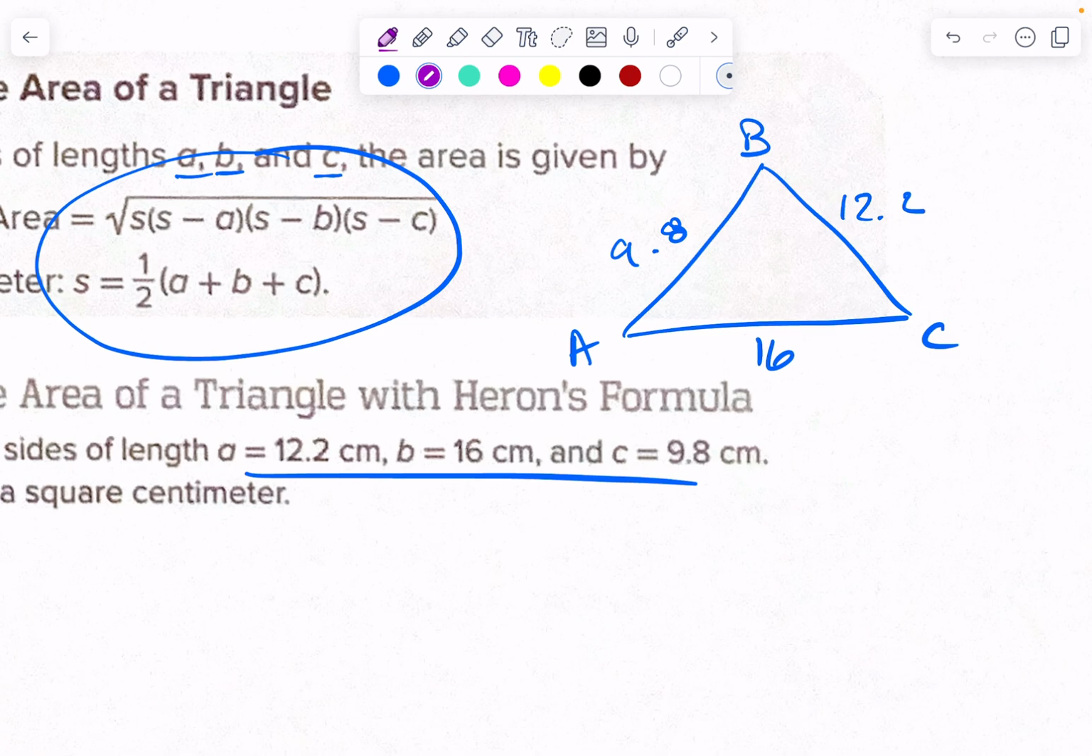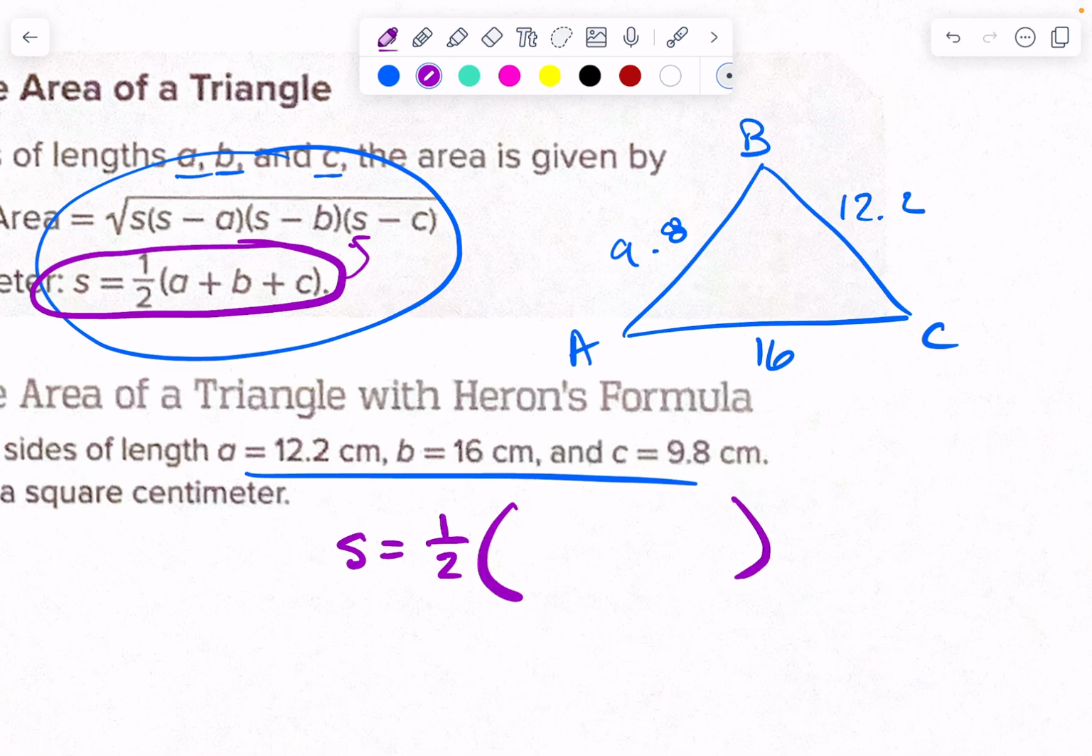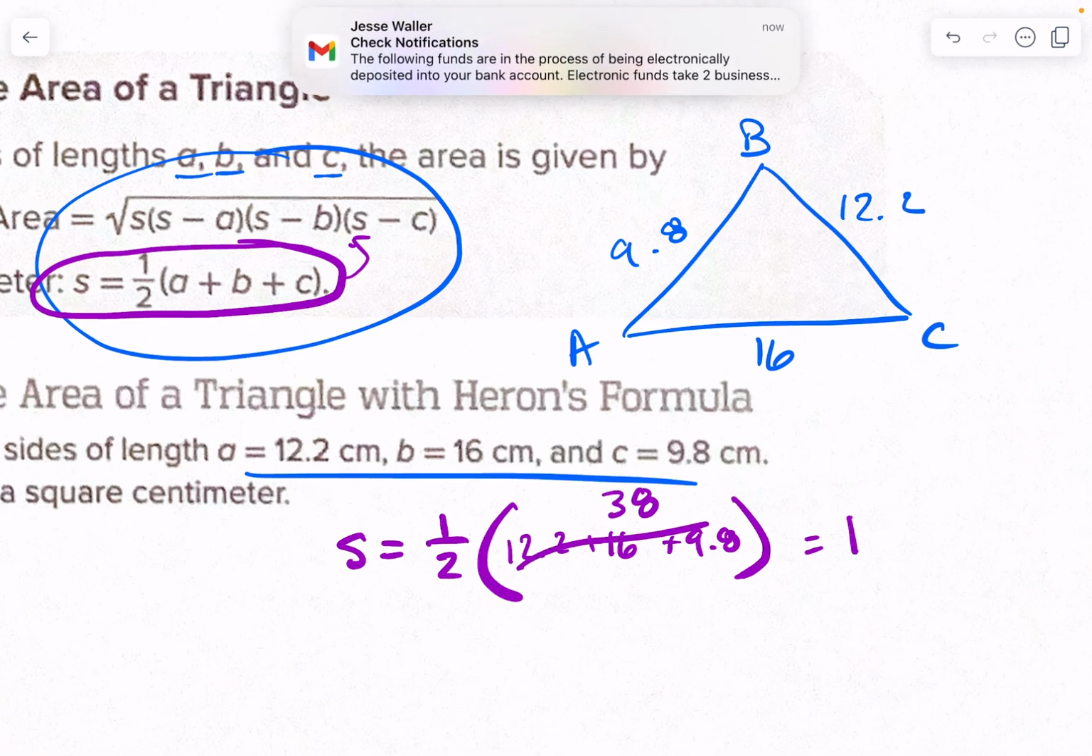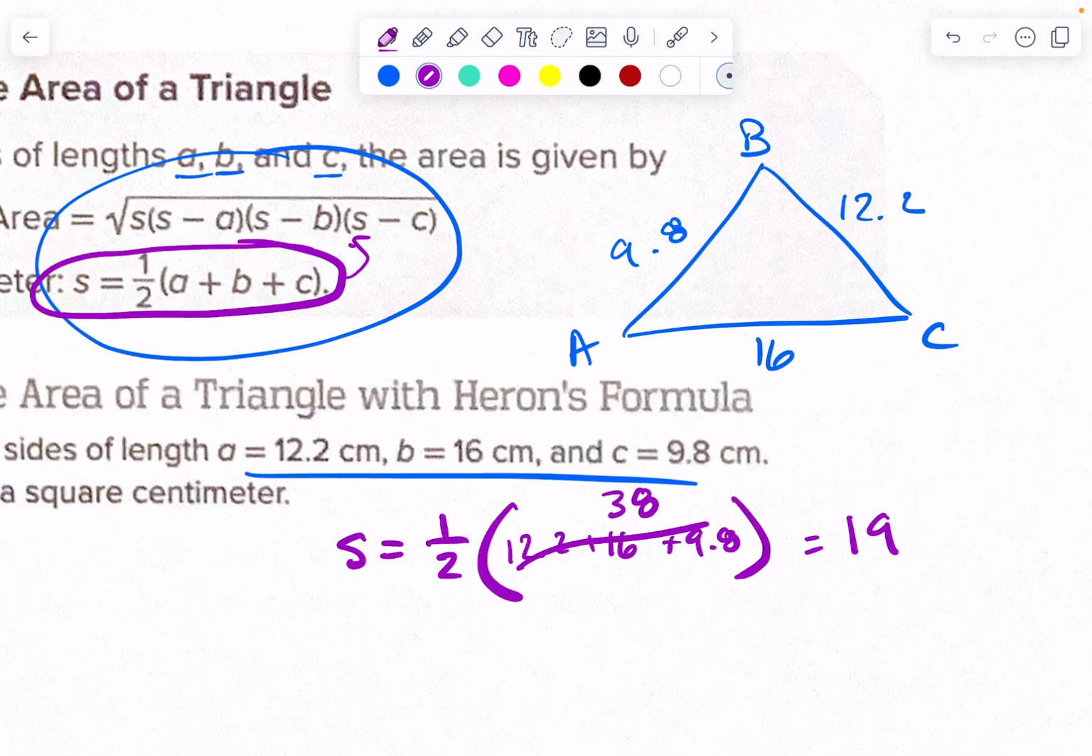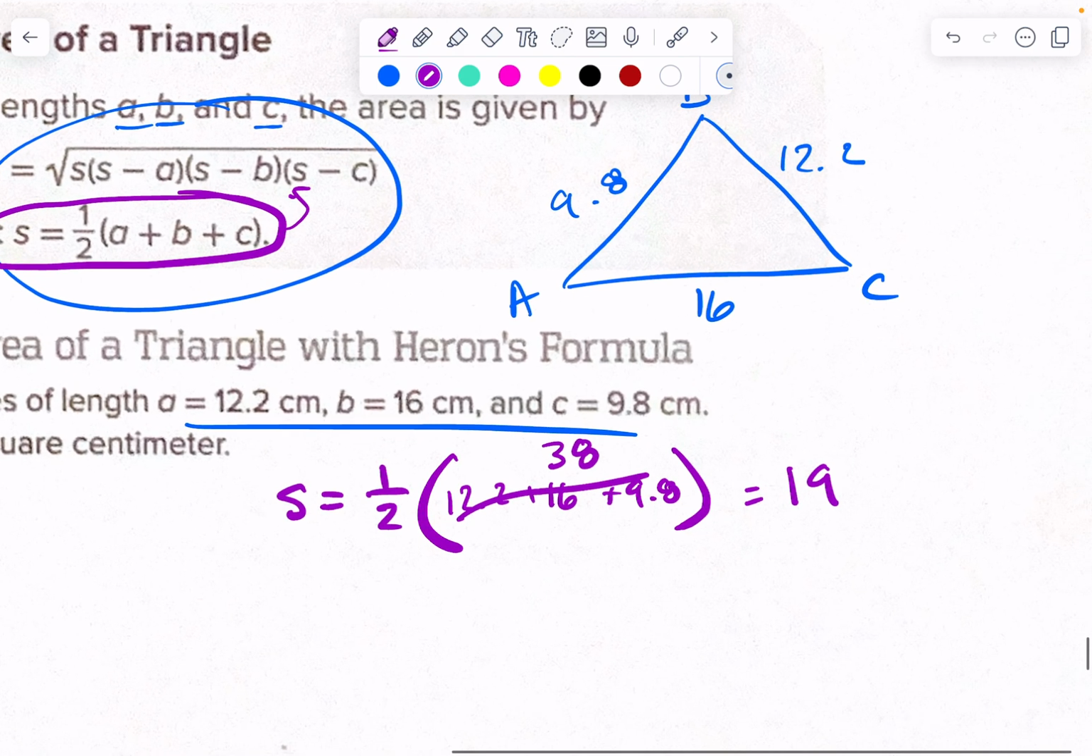Okay, first thing we have to do is this little part right here. We have to figure out what S is, which is something that we use up top here, okay? So S is 1/2 of all of them added together. So I take 12.2 plus 16 plus 9.8, and I take half of that, and that's what S is, okay? This process is actually pretty fast. It looks like a big long formula, but it's not too bad. Plus 16 plus 9.8. And we get 38 here, and half of that is 19, I believe. Yep, 19. Okay, so S is 19.